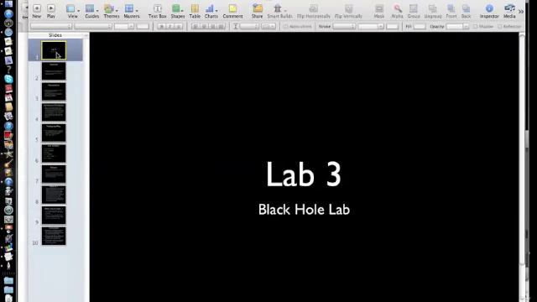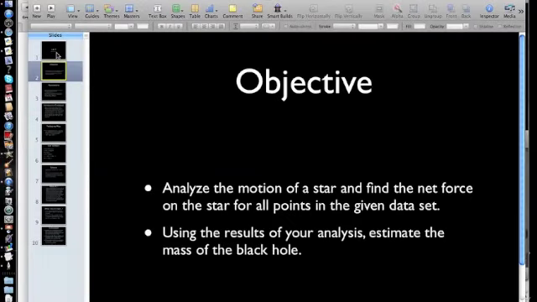Welcome to Lab 3, Black Hole Lab. The objective is to analyze the motion of a star and find the net force on the star for all points in the given dataset. Using the results of your analysis, estimate the mass of the black hole.